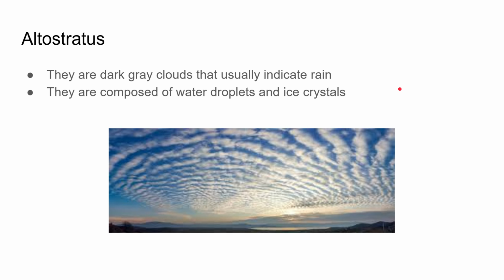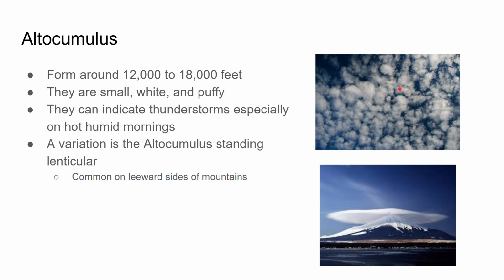Okay. Altocumulus. Remember cumulus? That means pile, or you think of the cotton balls. These clouds tend to range around 12,000 to 18,000 feet. They're small, white, and puffy, like the cotton balls over here, you can see. And they can also indicate thunderstorms, especially on hot, humid mornings.